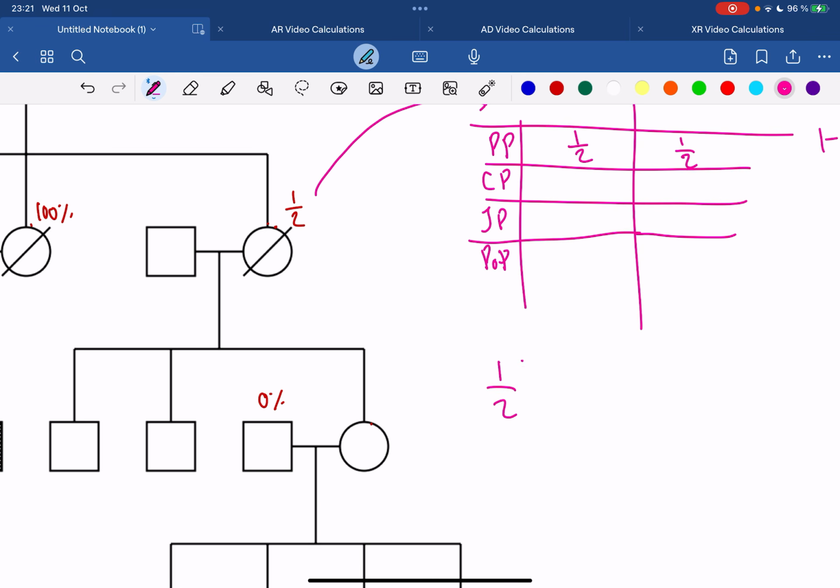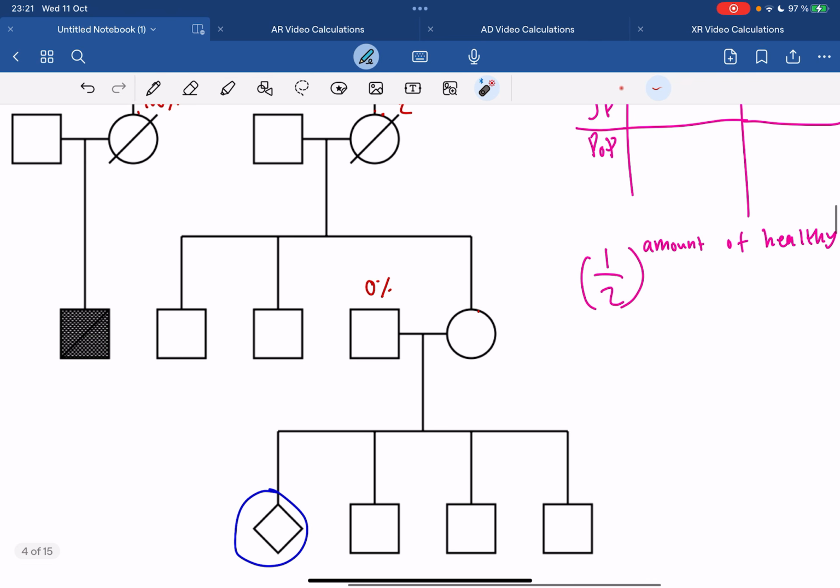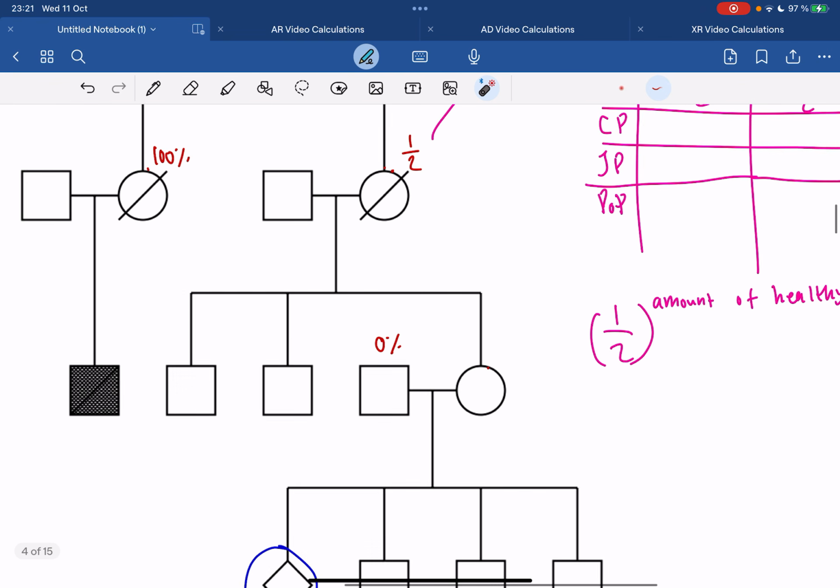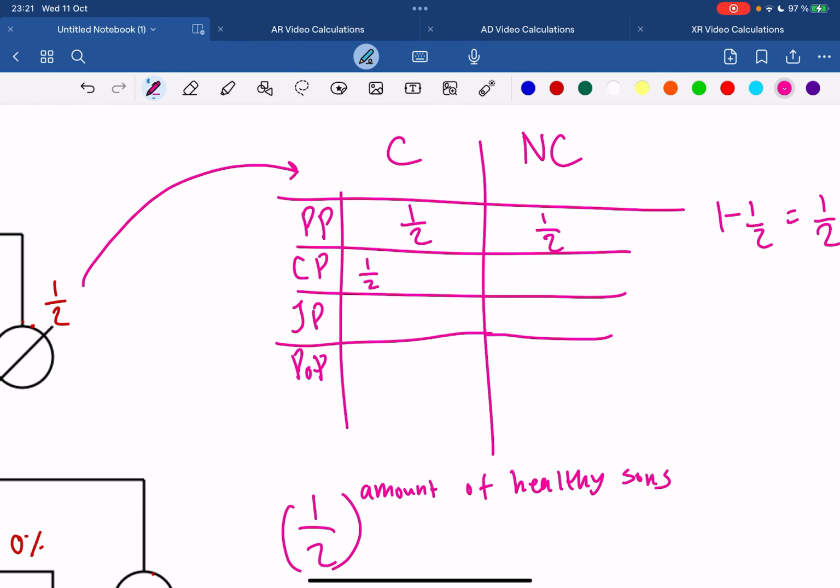it's 1/2 by the power of the amount of healthy sons. Which in our case, and be careful here because you may assume that this is a son immediately because he's in line with other sons, but he is actually not connected to this woman at all. It's only this woman right here. So she has 2 healthy sons, which would be 1/2 by the power of 2, which is equal to 1/4.